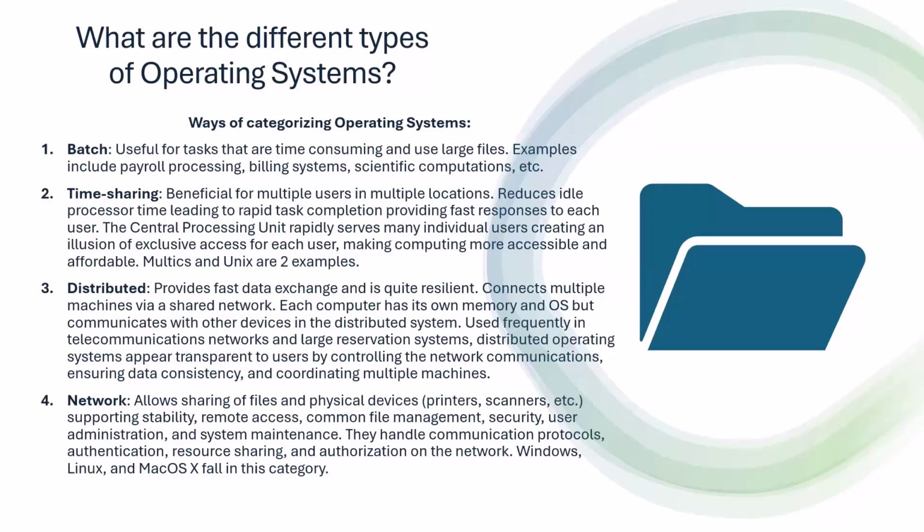And of course, a network type operating system allows sharing of files and devices, printers, scanners, things like that. Handles stability pretty well on machines, has functions for remote access, common file management. It manages users. It can handle system maintenance. They also handle the authentication system, the communication protocols, handles resource sharing, and authorization on the network. Windows, Linux, and Mac OS fall into this category.